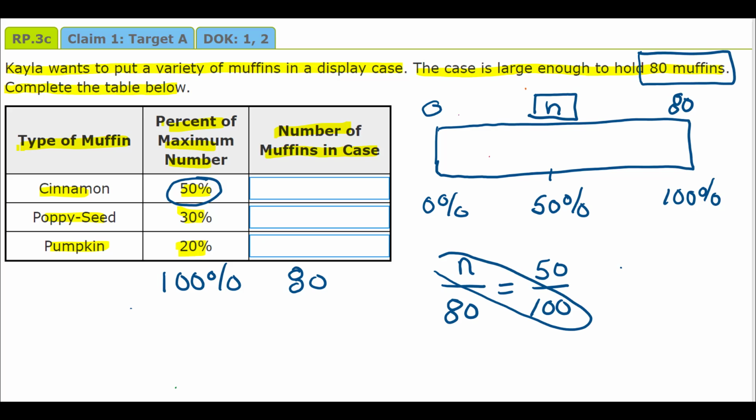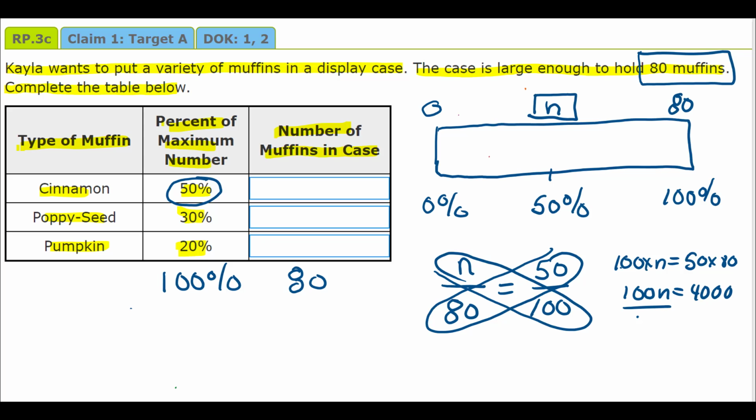So now we can go ahead and use our cross products of 100 times n is equal to 50 times 80. And so that's 100n equals 4,000. Divide each side by 100, and then n will be equal to 40. So the number of cinnamon muffins we have is 40.